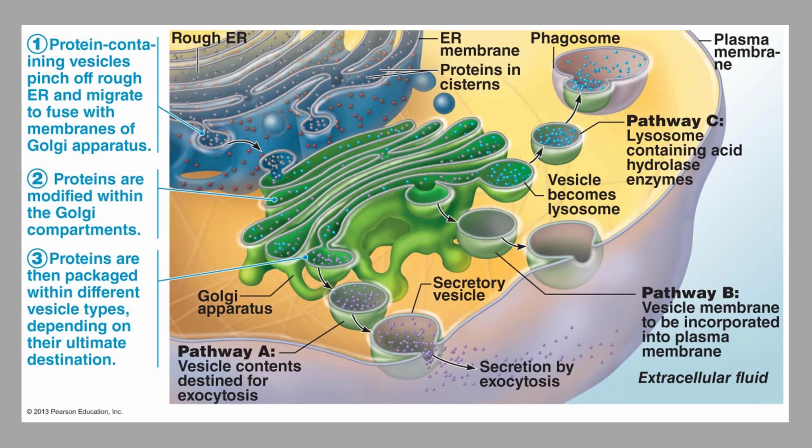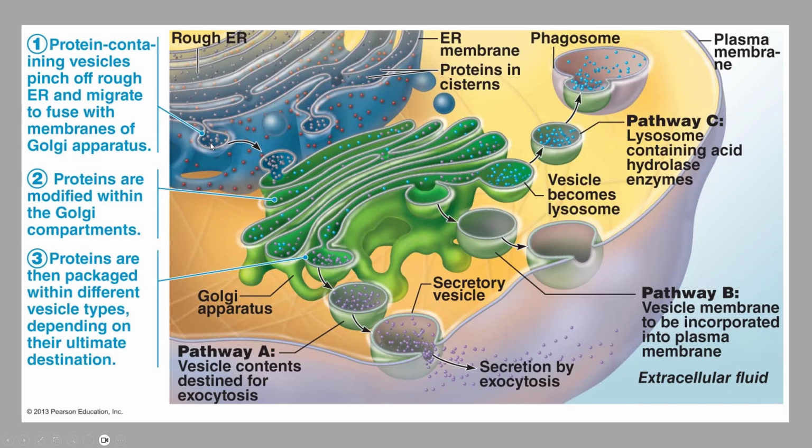So let's take a look at everything that we said on the past couple of slides. We have the smooth ER off doing its thing, detoxifying and storing calcium and stuff, and it was made of a phospholipid bilayer. We have the rough endoplasmic reticulum that makes proteins with the help of ribosomes. It is made of a phospholipid bilayer.